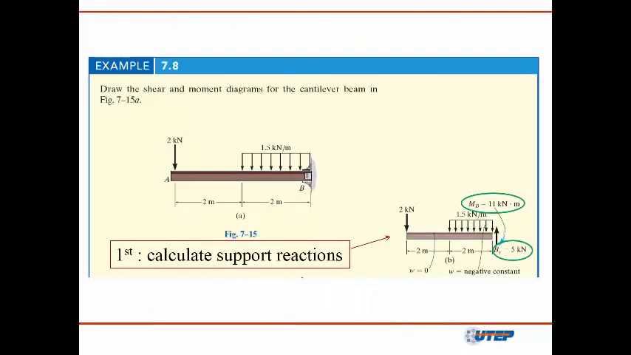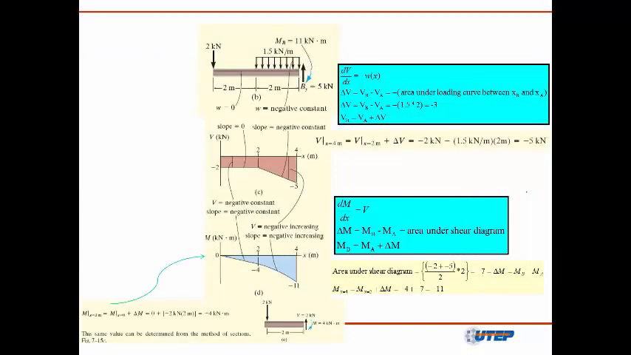So let's take a look real quick at this example, the shear and moment diagram. And as I said, first calculate the support reactions. And this is a fixed support. And the normal force here is 0 because there are no other forces. So the first thing is the support reactions.